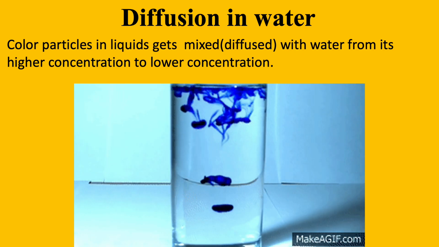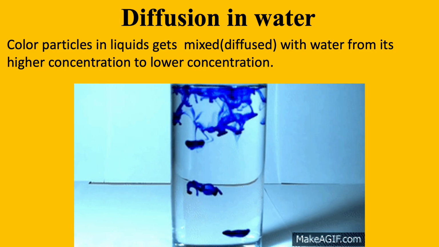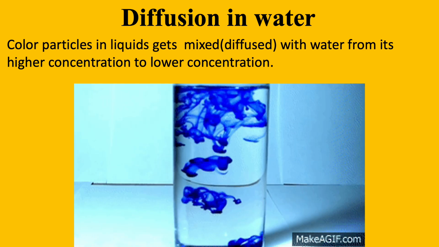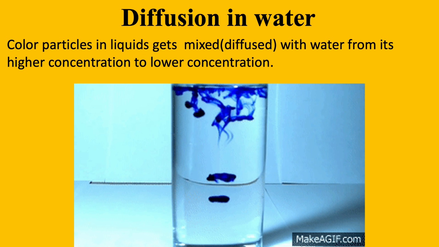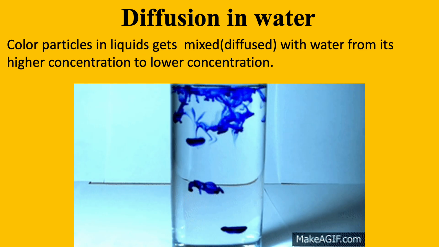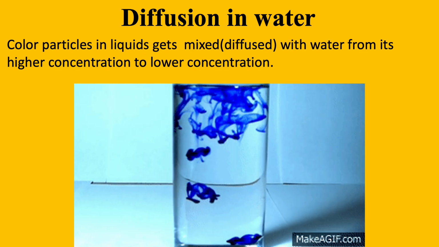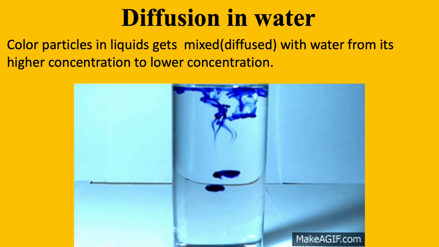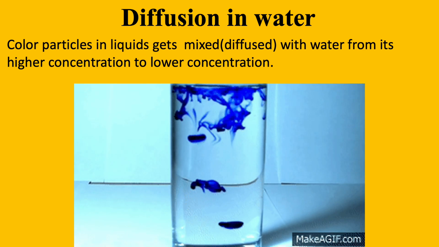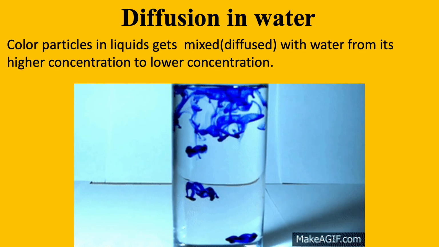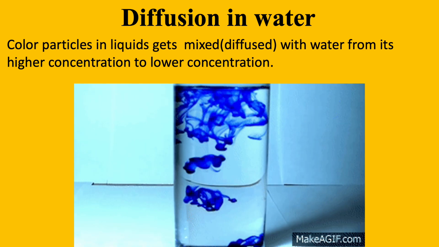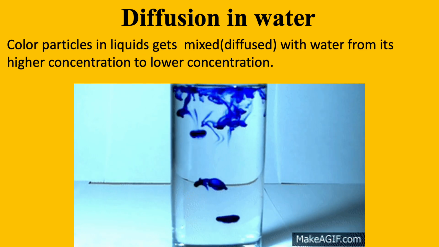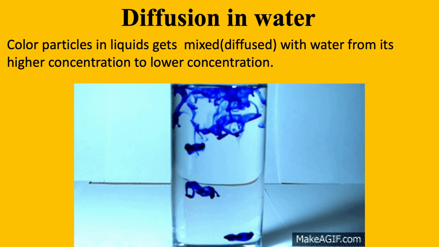Similarly, diffusion also happens in liquids. Let's take an example of diffusion in water. Take a glass of water. Make sure the glass is transparent. And in that water, put a pinch of food color. What will you observe? You will see that the color moves out from its higher concentration to its lower concentration, thereby slowly diffusing in the entire liquid and changes the color of the full water.